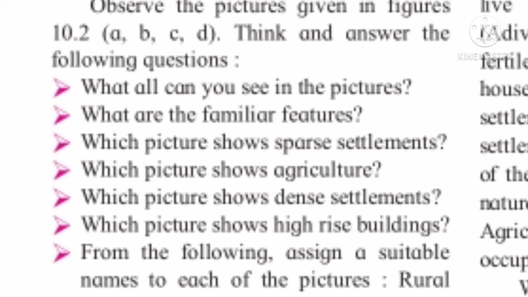Which picture shows sparse settlement? So, figure 10.2c shows us tribal hamlet which has sparse population. Which picture shows us agriculture? We see agriculture in figure 10.2a, that is rural settlement, which shows us agriculture.